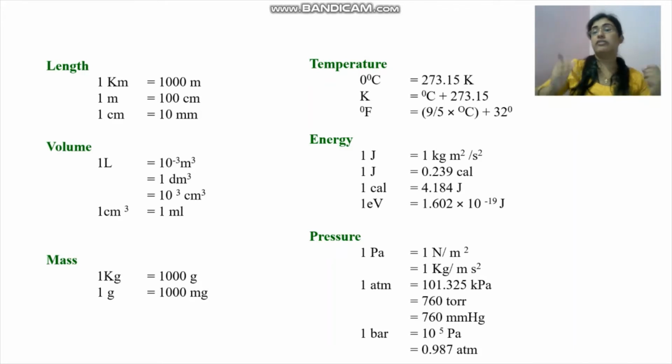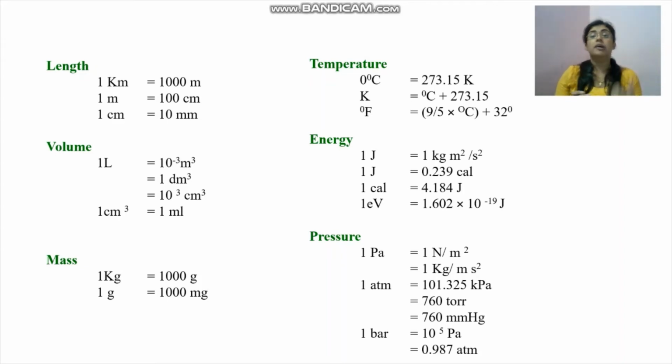And the next famous conversion is electron volt to joule. 1 electron volt is 1.602 into 10 raised to minus 19 joules. That conversion we commonly use in solving problems.